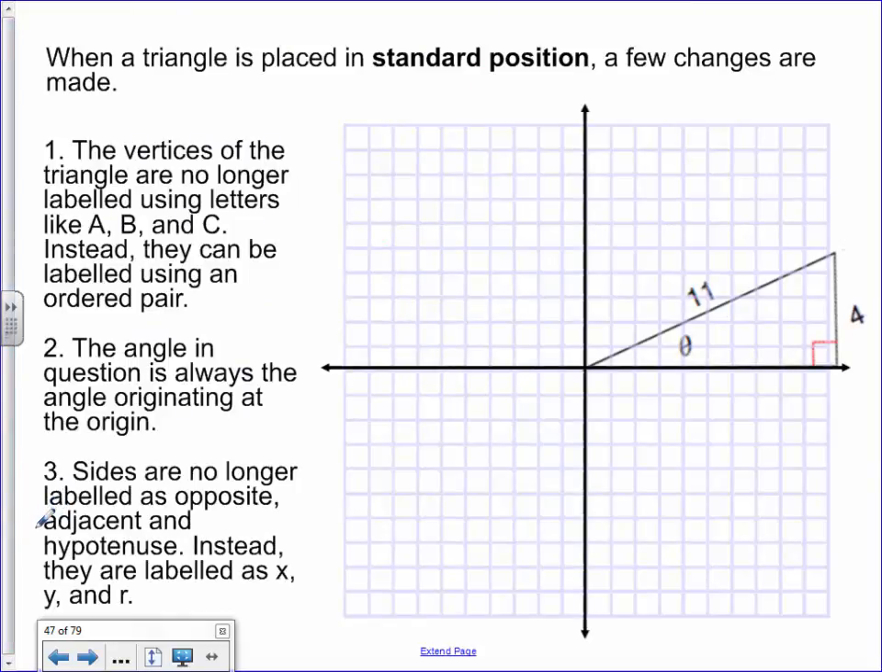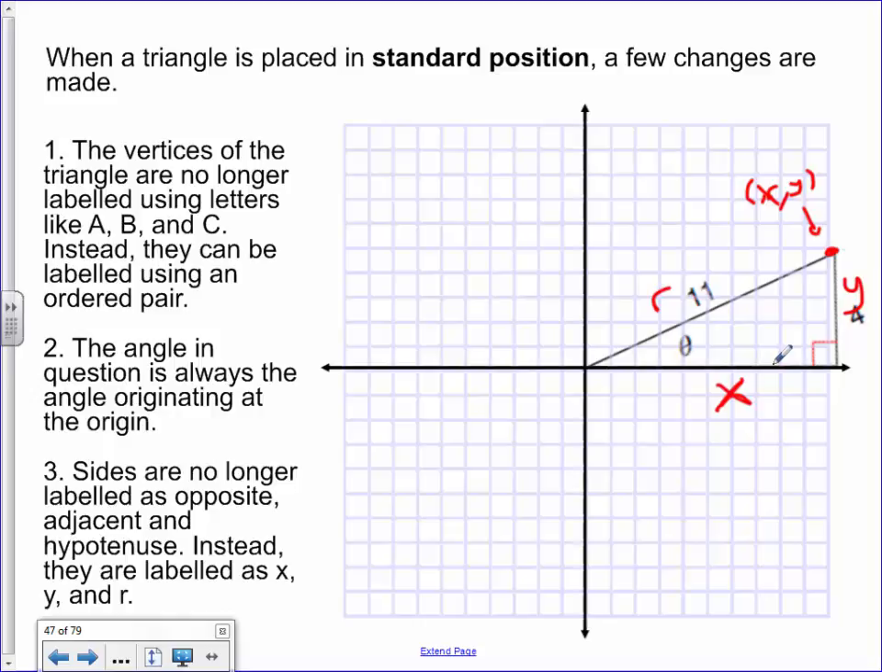If we plot a triangle on a grid like this, there are a couple of little notation differences. We call it standard position, and we don't use A, B, and C anymore. All I do is give you an ordered pair. I will tell you this point right here as x, y. This side right here is x, this side right here is y, and rather than calling this a hypotenuse, we actually use the letter r.